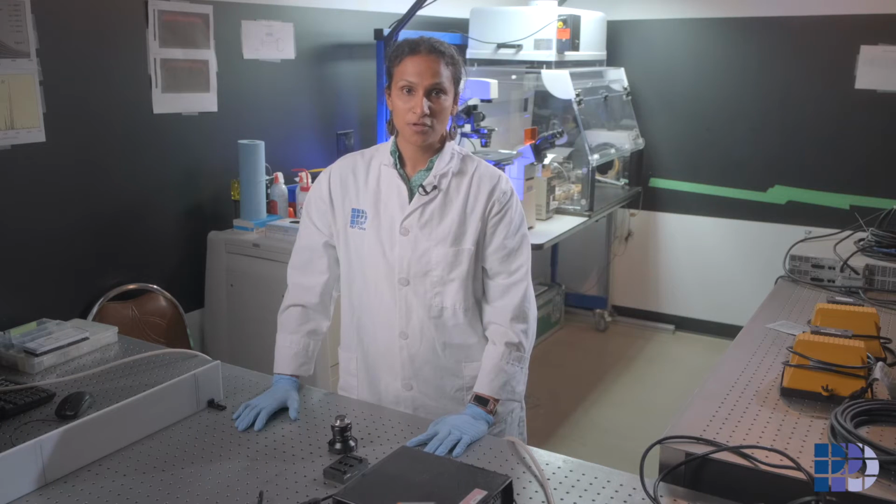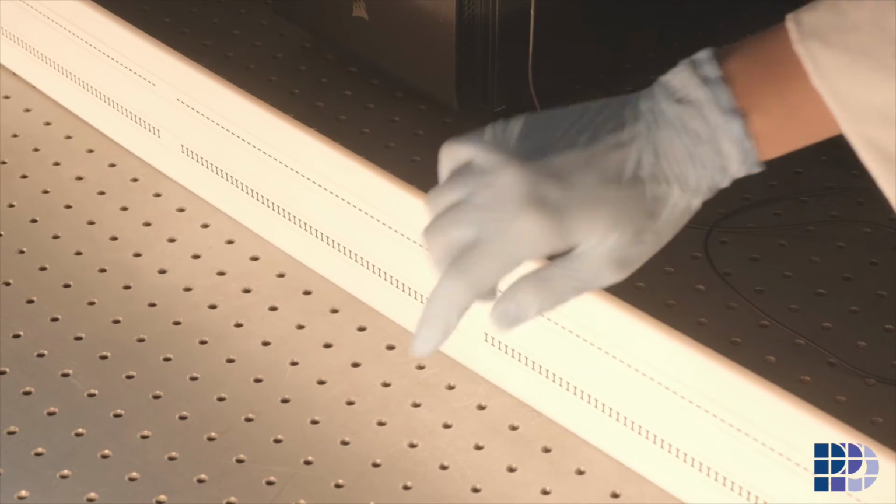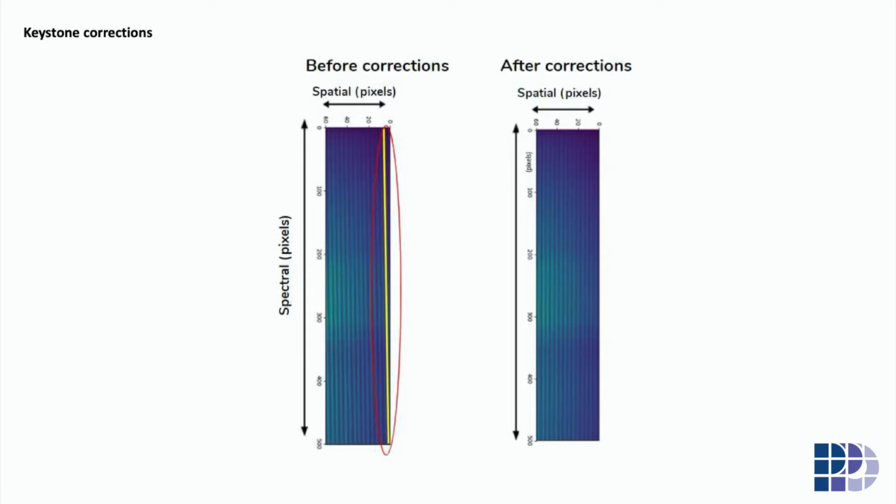Now we will measure for keystone correction, which we had also discussed in the webinar. And here is the target. I'm going to take an image of the straight lines and apply a correction to it.